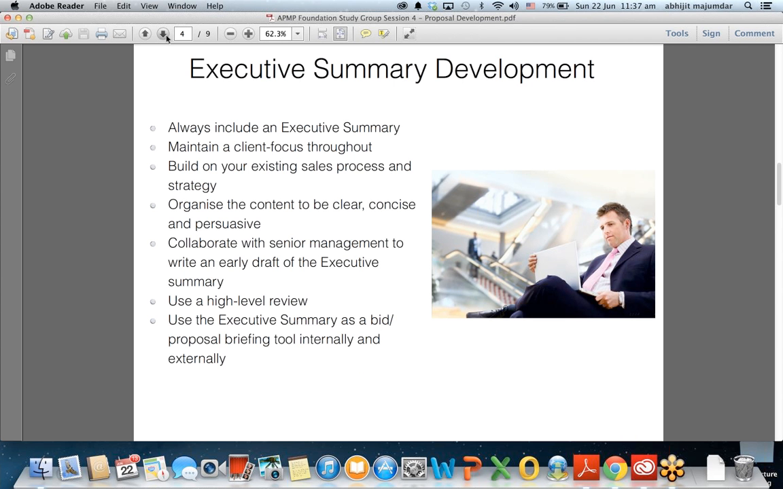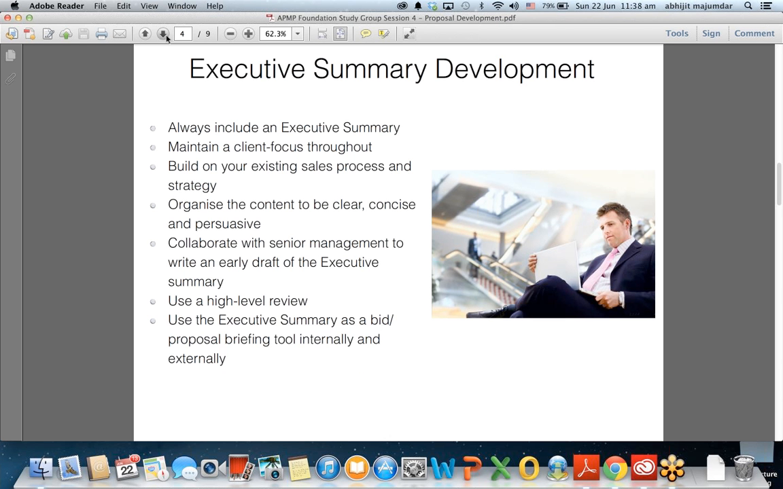And do not wait on the executive summary. Typically, I have seen executive summaries being written by the salespeople at the end of the proposal. It should be the reverse. APMP also suggests that the executive summary should be written by the time your capture planning is being done. Once you have identified the solution, the customer's business drivers, the expected outcomes, your capability, and your learnings from previous engagements, all this should get into your executive summary.